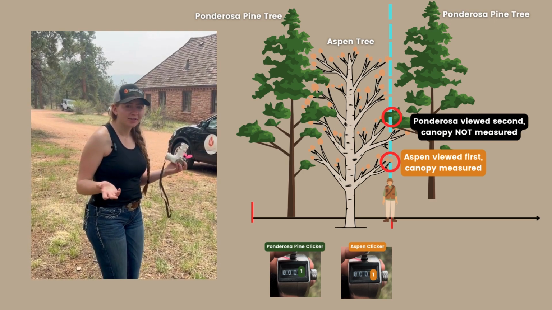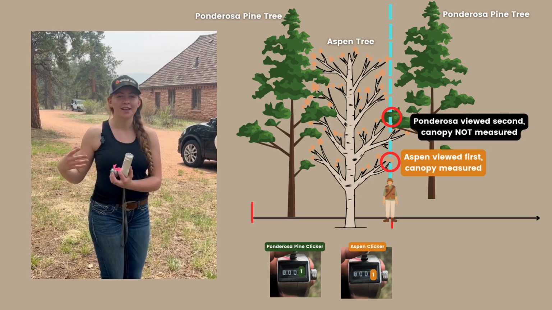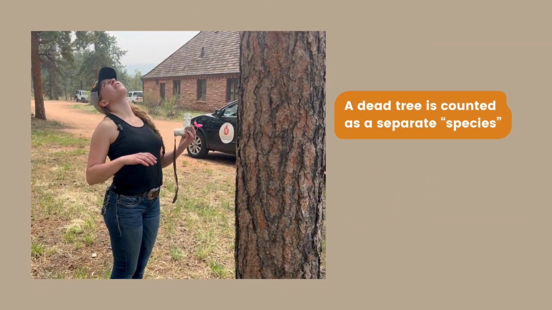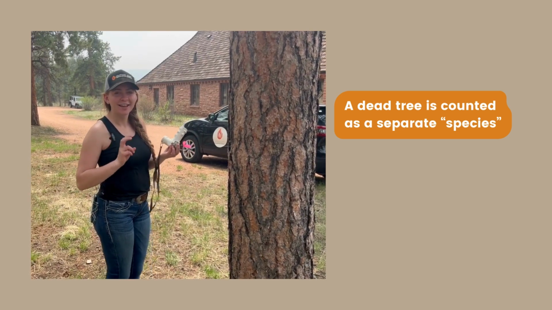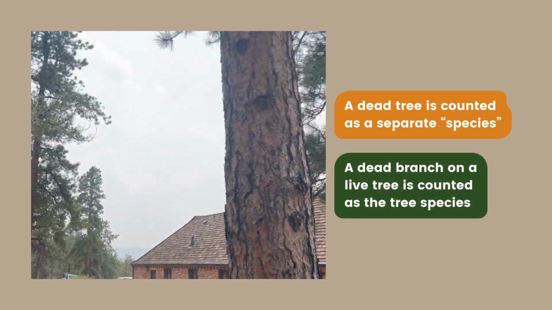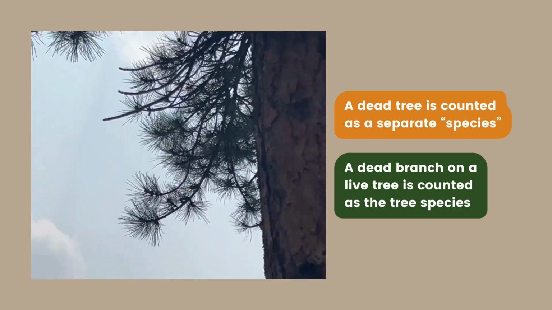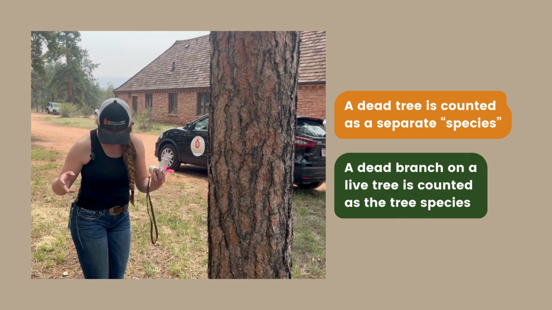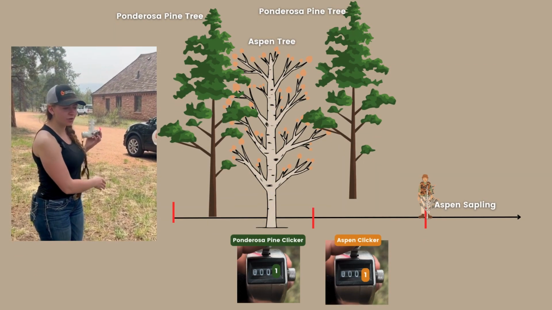If there are more than 2 species, you can use a pencil and paper, or another clicker if you have one available for the additional species. If you have a dead tree, then that can also count as a species. It's just categorized as dead. But if I look up and the branch of the ponderosa pine is dead, but it's connected to this beautiful ponderosa pine, then you still count that as ponderosa, even though that branch is dead. And say I go to my next point. So I have 2 clicks so far.